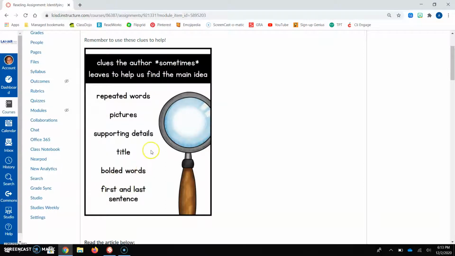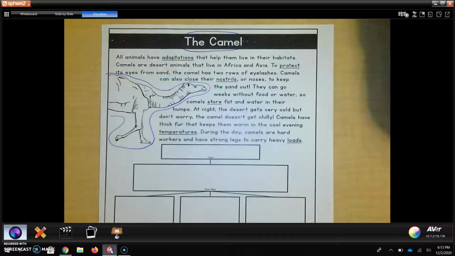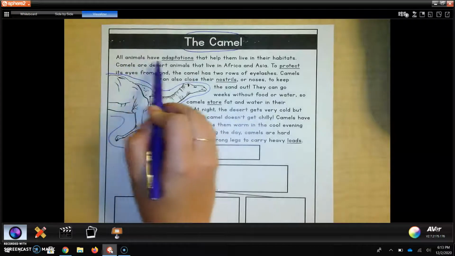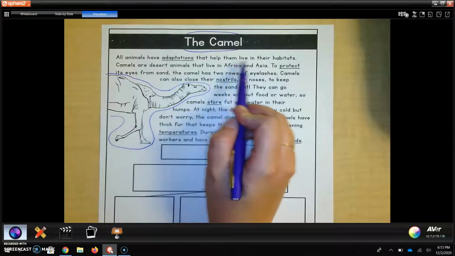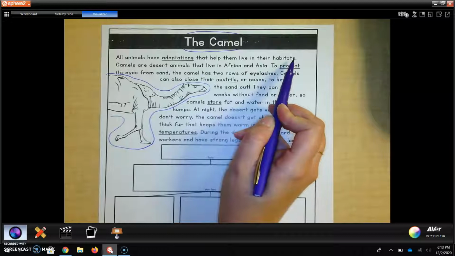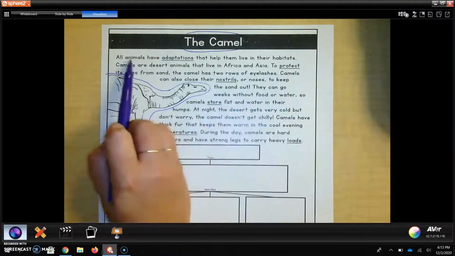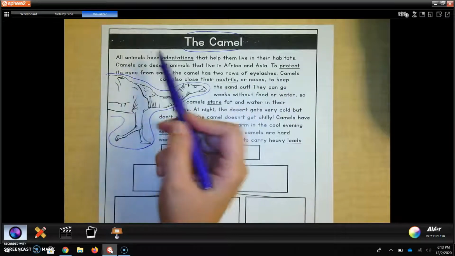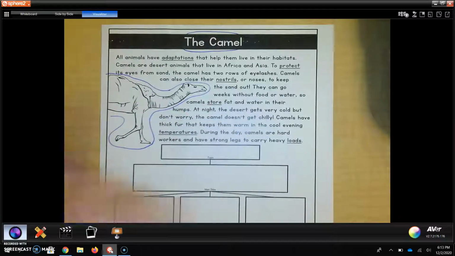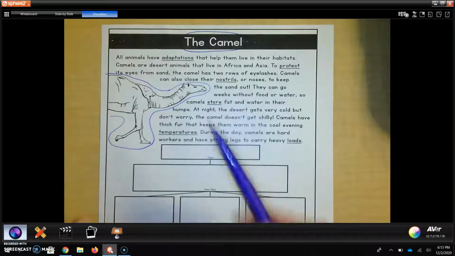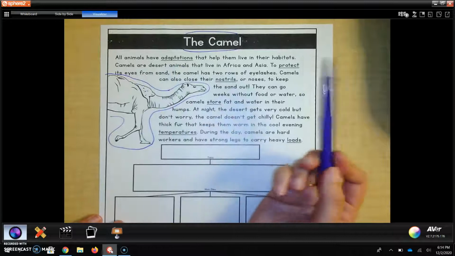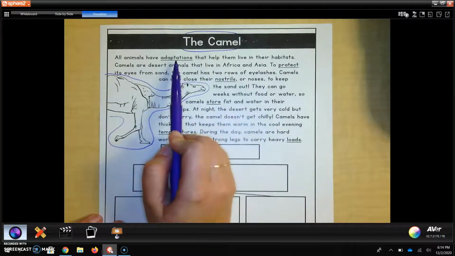Another one we could look for is the first and last sentence of our text. So I'm going to read the very first sentence. It says, all animals have adaptations that help them live in their habitats. So I heard the word animals, and we know that a camel is an animal, and they have adaptations that help them live in their habitats.